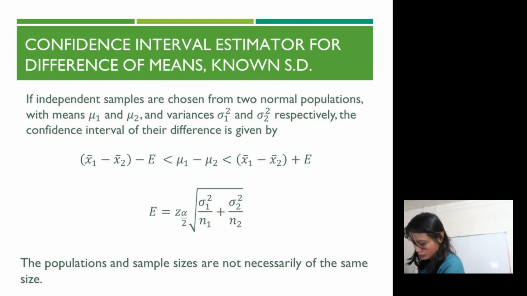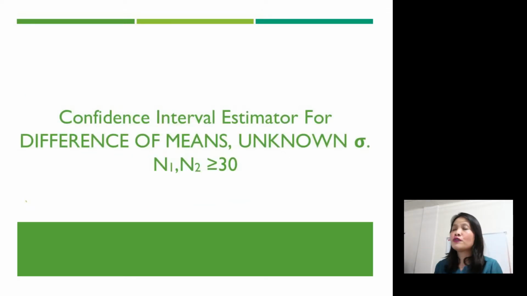Next, letter B condition. Confidence interval estimator for difference of means if the standard deviation is unknown. So this is the second condition. Okay, so what do you mean by that one?